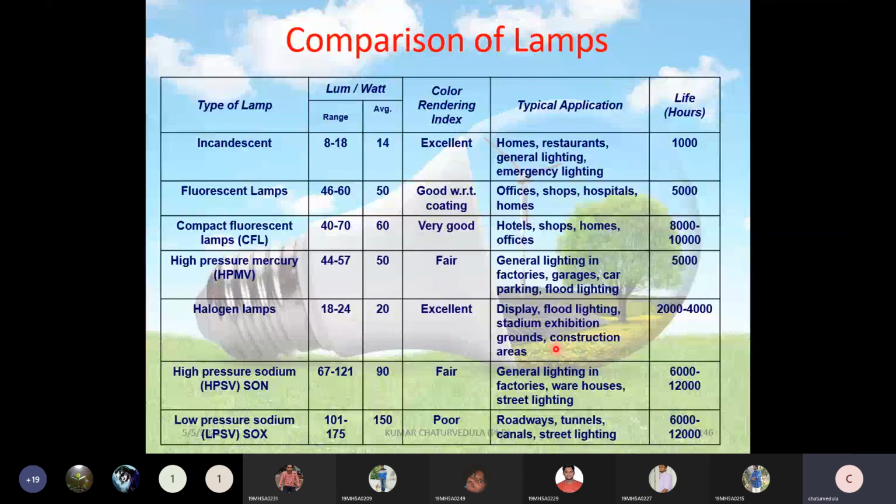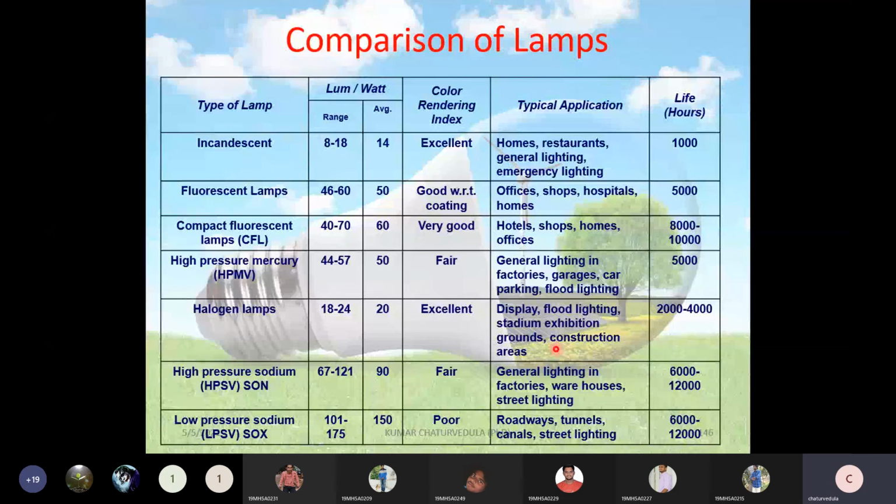Then come compact fluorescent lamps, CFL bulbs. Their lumen per watt is in the range of 40 to 70, and their average is 60. So fluorescent lamps and CFL lamps have an average lumen per watt nearer the range of 46 to 60 and 40 to 70. Their color rendering index is also very good, and these are also used in hotels, shops, offices, etc. Their average life is in the range of 8,000 to 10,000 hours.